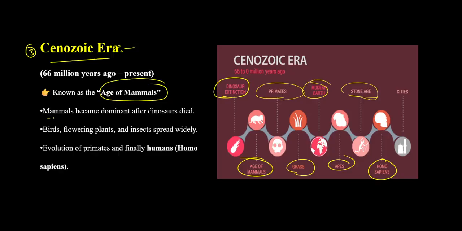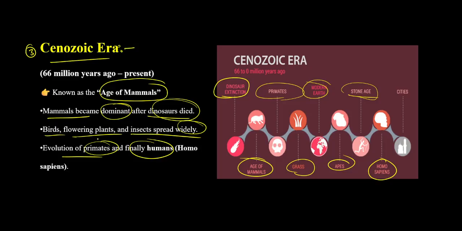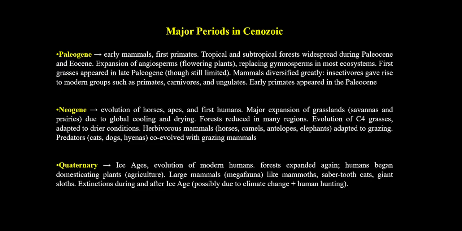In this era, mammals became dominant after the dinosaurs died. Birds, flowering plants and insects spread widely, and there was evolution of primates, and finally humans, the Homo sapiens species, came into existence. These are the major periods in the Cenozoic era. First is the Paleogene. Early mammals and first primates came into existence. Tropical and subtropical forests were widespread during the Paleocene and Eocene. Expansion of angiosperms, which replaced the gymnosperms in most ecosystems.